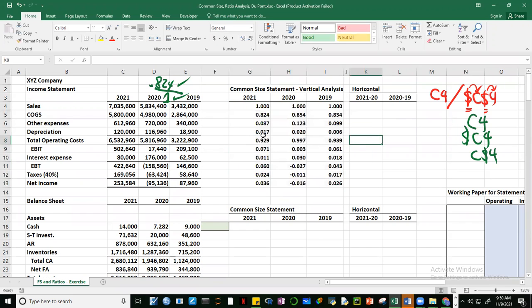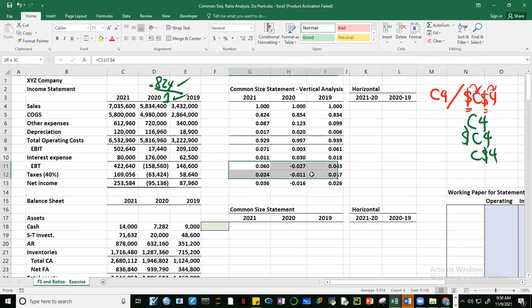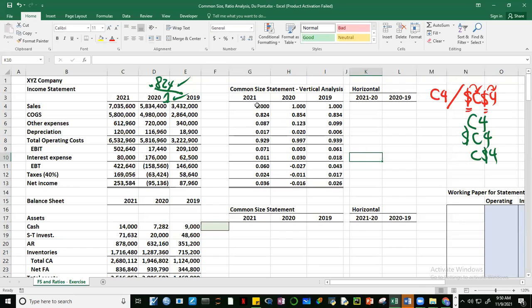I'll format this a bit. And then it's best, guys, for you to also follow the format of your income statement as far as, let's say, the borders, double, let's put also a bottom border in sales. Okay. So let's take a look at our common size statement.